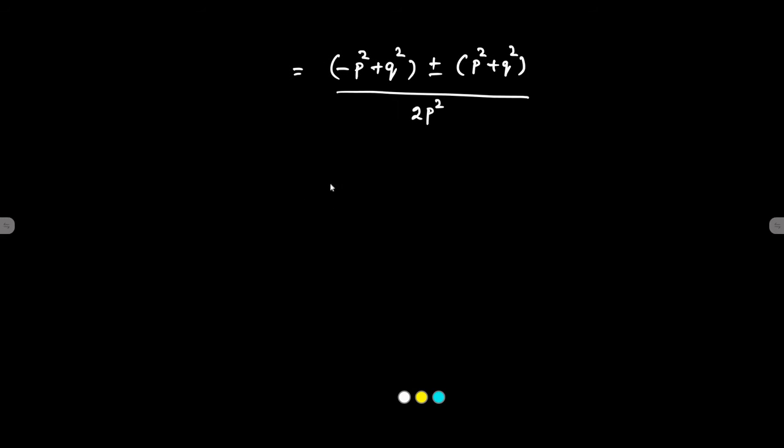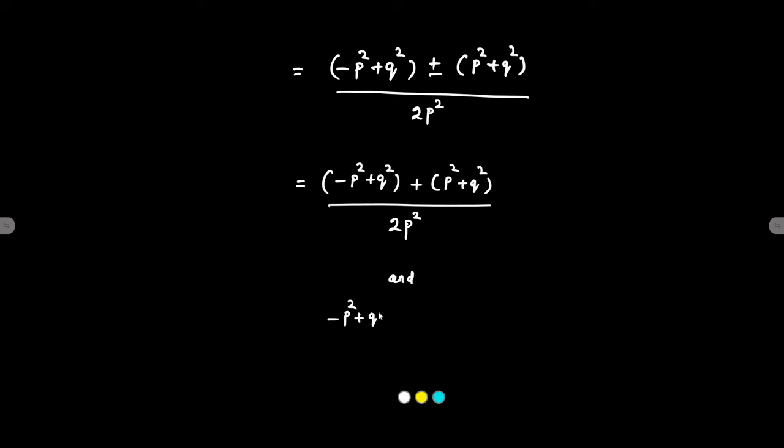So this is equal to minus p square plus q square plus minus p square plus q square whole square, root over will be simply p square plus q square, by 2p square. So one of the roots will be equal to minus p square minus q square plus p square plus q square by 2p square, and the other one will be equal to minus p square minus q square minus p square plus q square by 2p square. These are the two possible roots.